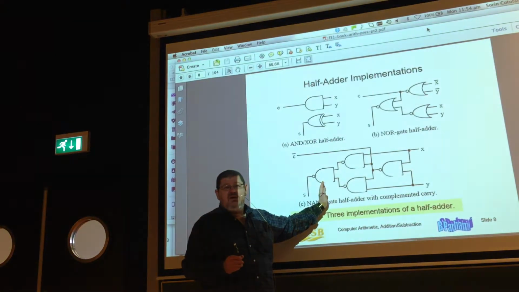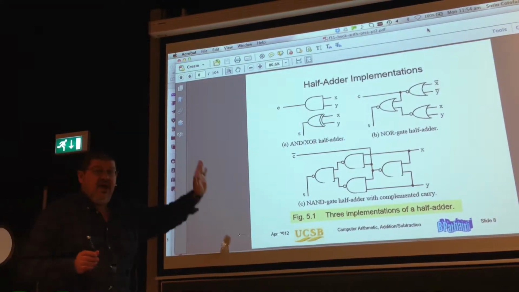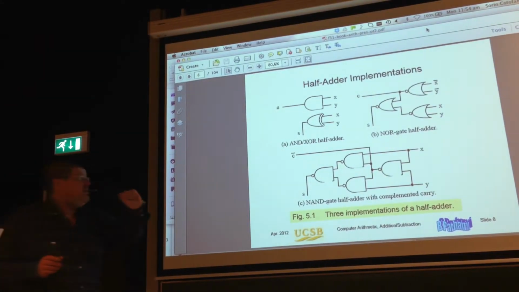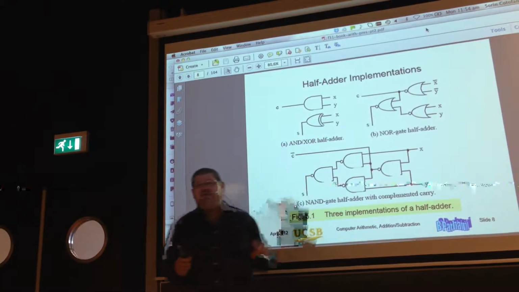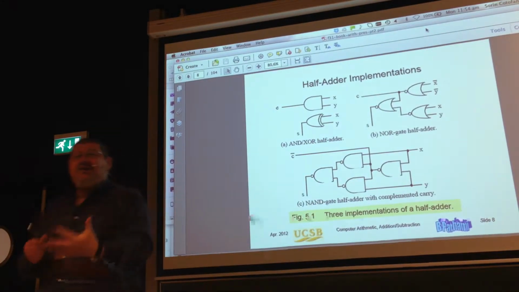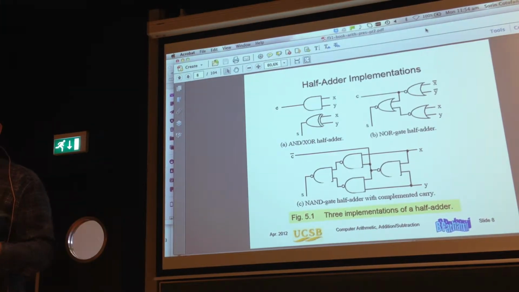Then we prefer NANDs because they are faster. Okay? PMOS transistors are slower than NMOS transistors. And there is something else, which, you see, this gate, an XOR gate, I can actually implement in one gate if I do some tricks and I play in the proper way with transistors.